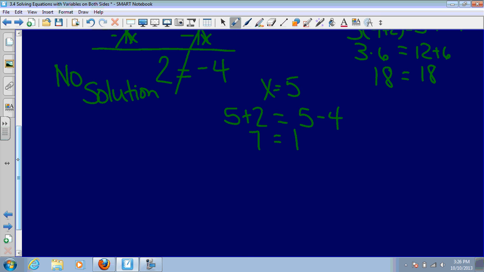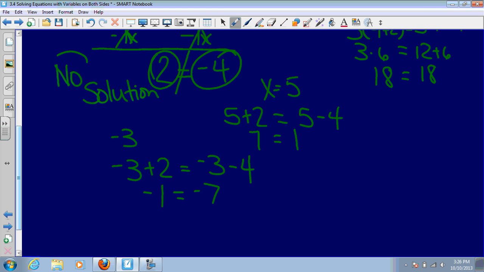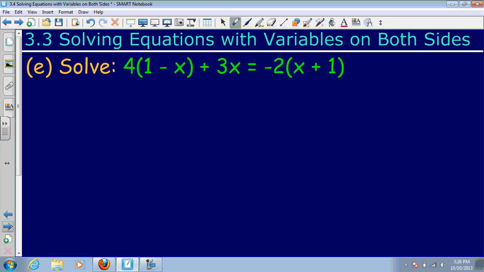Let's pick a negative number. Negative 3. Negative 3 plus 2 equals negative 3 minus 4. Negative 1 equals negative 7. That's not true. So when you have a number equal to a different number, there's no solution to that. Nothing we put in is going to make that true. Okay? These are the different types of equations that you can have when solving with variables on both sides. Let's look at E.